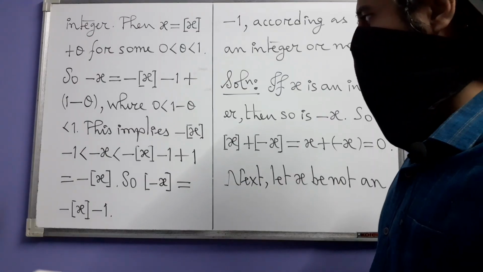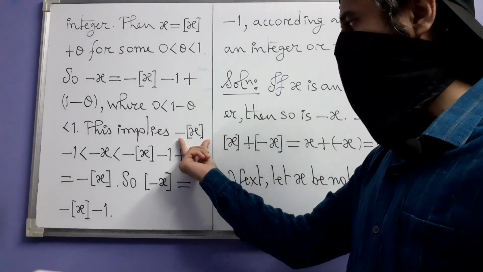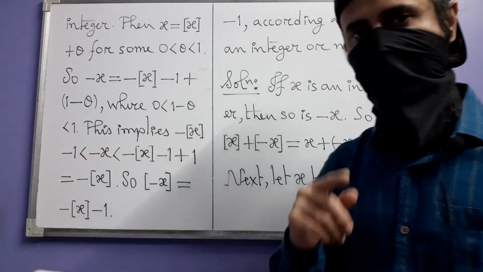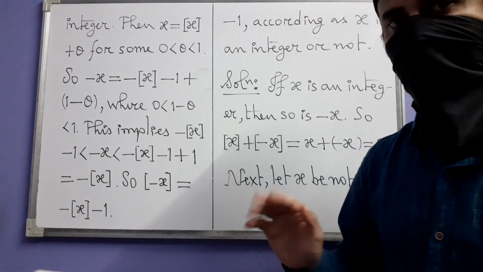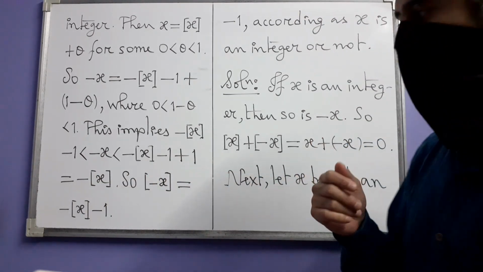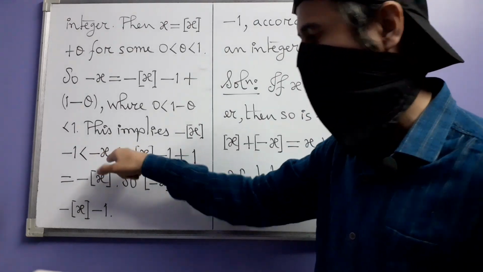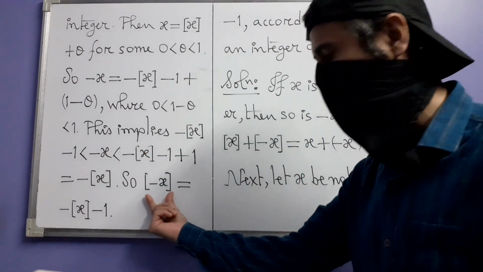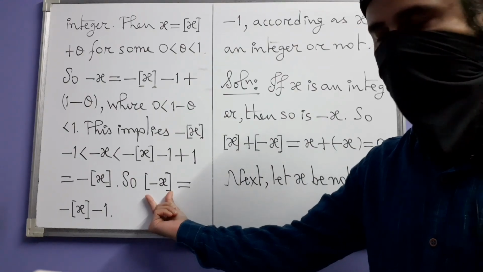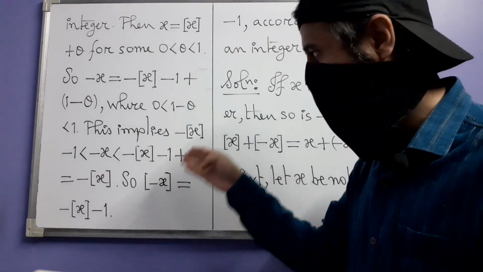Now you see carefully that this, minus greatest integer x minus 1, is an integer, and minus greatest integer x is also an integer, in fact the next one, and between them minus x is trapped. So by the definition of the greatest integer value of minus x, that will be equal to this.